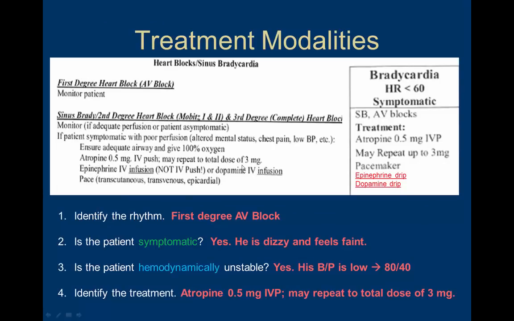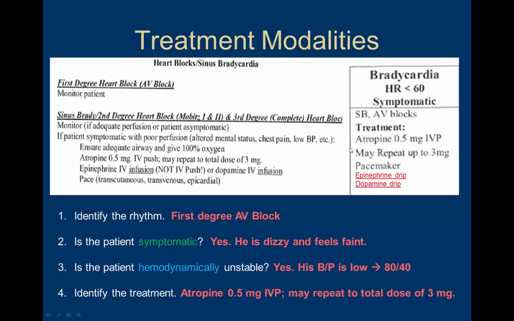So let's look at this. So first we identify the rhythm as first degree AV block, and the rhythm is rather slow also, which is very, very typical of any kind of block. Is the patient symptomatic? Well, yeah, he's dizzy and he feels faint and he's not hemodynamically stable. He is hemodynamically unstable. His blood pressure is low. And so what treatment might be deployed for this gentleman? Well, we can give atropine at 0.5 milligrams IV push.